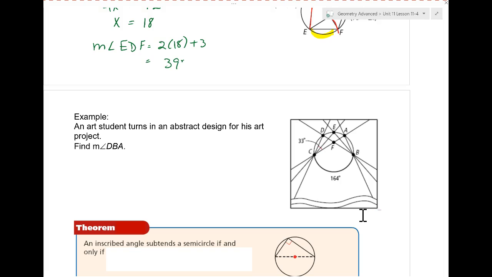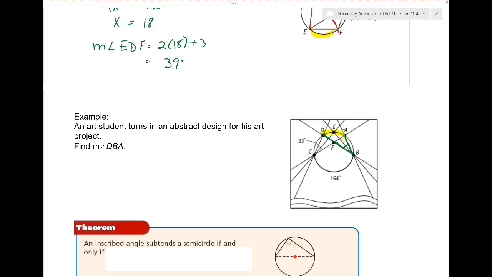All right. An art student turns in an abstract design for his art project. Find the measure of angle DBA. I'm looking for this whole angle right here. Right now, it looks like nothing. It looks like I have no idea what it would be. So we start looking for it. Okay, at least we know it intercepts the circle. You guys agree with me that it intercepts arc DEA or arc DA, whatever way you decide to name it right there? Is there anything else that's helpful?